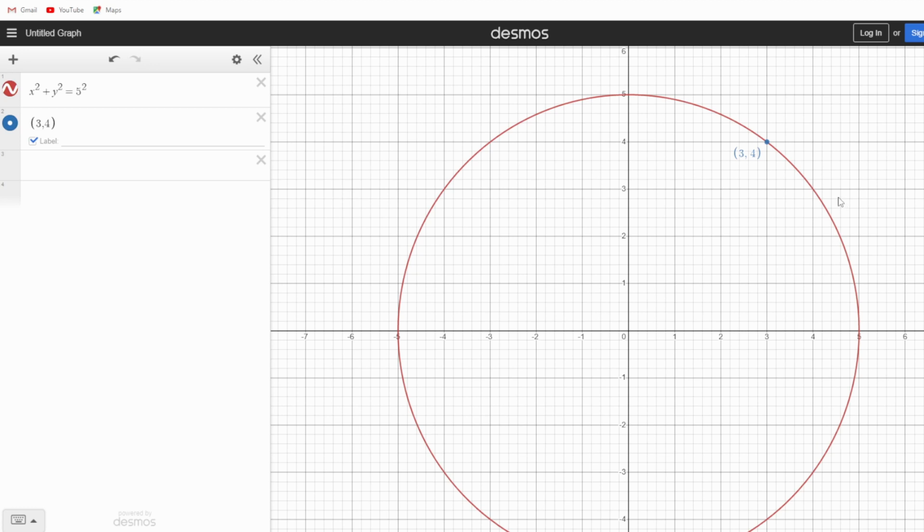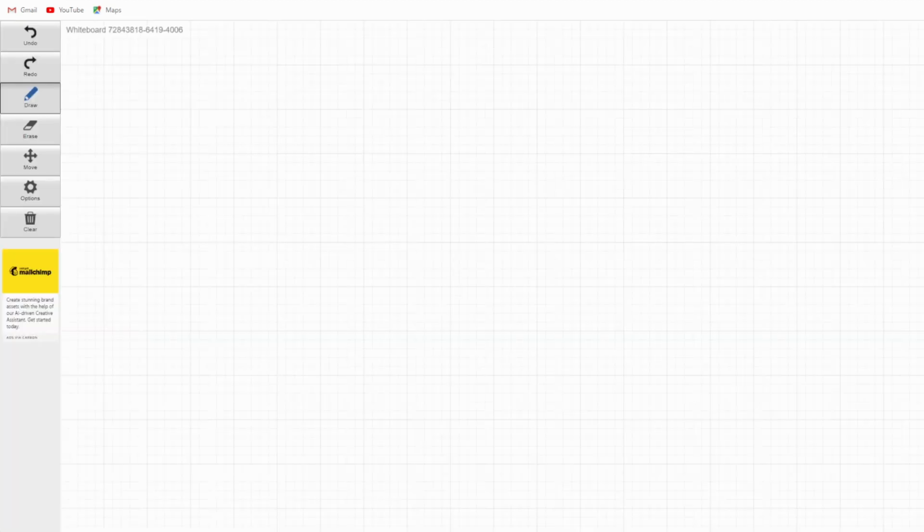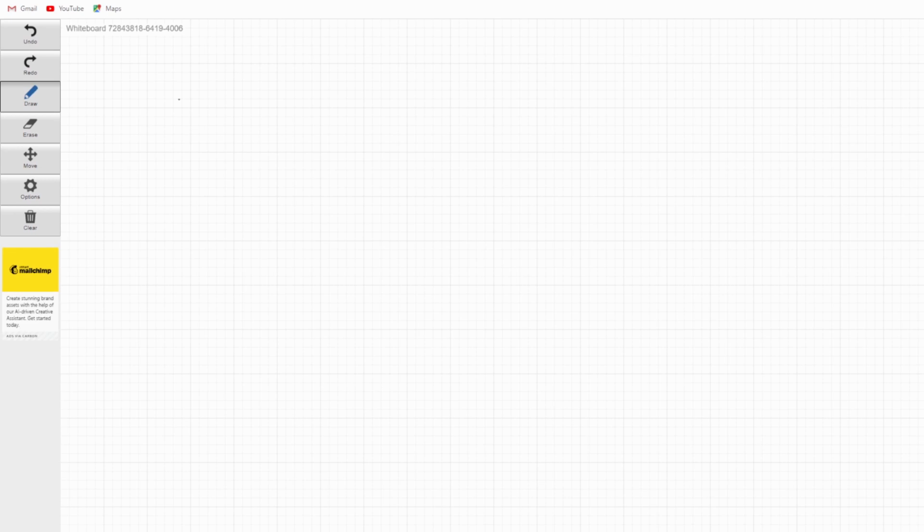But what did we do there? We ended up with the gradient of the tangent being minus the x value divided by the y value. So let me just write that over here. First of all, we started with x squared plus y squared equals r squared. And then we found out the gradient of the tangent at some point on that circle.